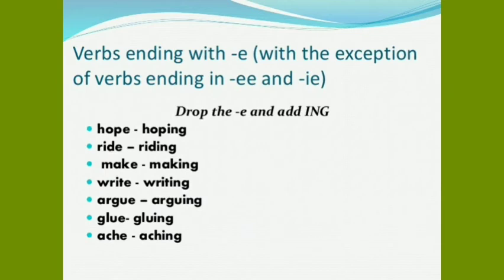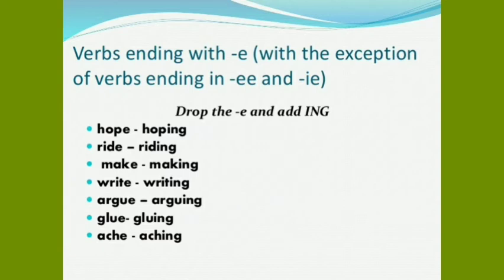Now verbs ending with E, only one E, with the exception of verbs ending in double E and IE. In case of double E, you need not omit any E, and in case of IE, you need to change the IE to Y and add ING. But in case of single E, verbs that end with only one E, you need to drop the E. Drop the E means you need to omit the E and add ING.